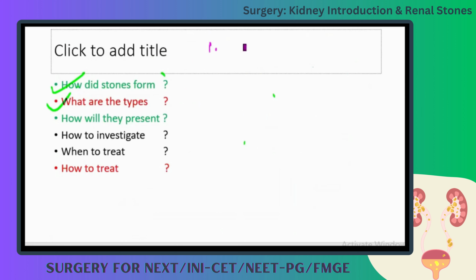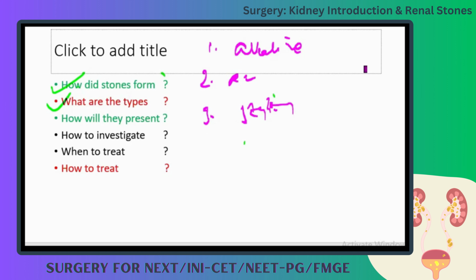Which stone is formed in alkaline urine? Struvite stone. Which stone is radiolucent? Uric acid stone. What is the other name of staghorn stone? Infection stone. Calcium magnesium ammonium phosphate stone.